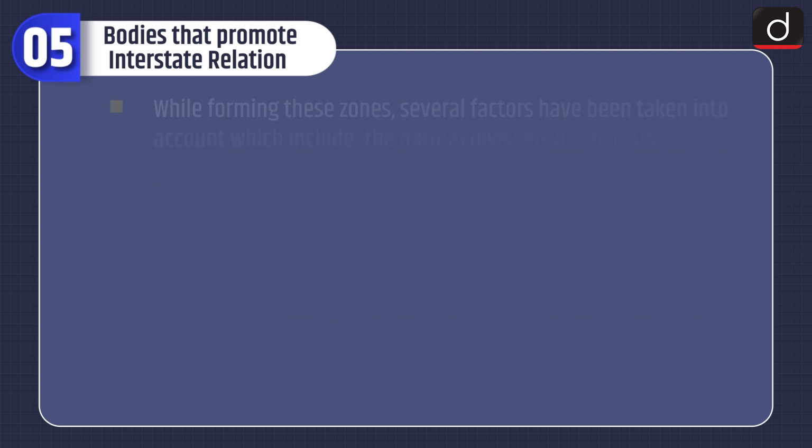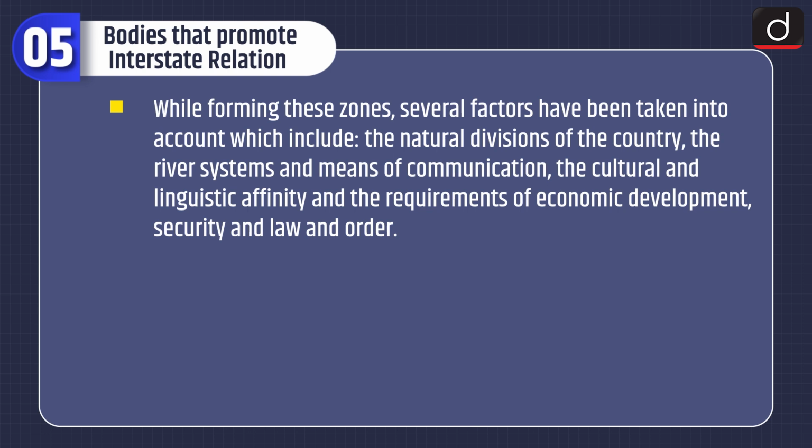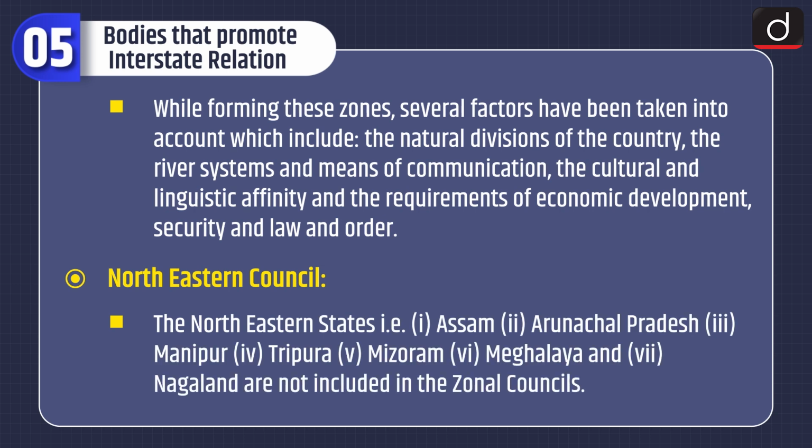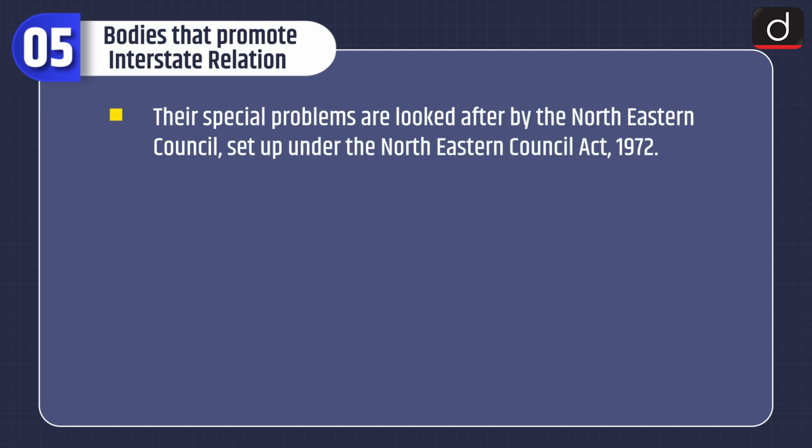While forming these zones, several factors have been taken into account, which include the natural divisions of the country, the river systems and means of communication, the cultural and linguistic affinity, and the requirements of economic development, security, and law and order. Second is Northeastern Council. The northeastern states, that is Assam, Arunachal Pradesh, Manipur, Tripura, Mizoram, Meghalaya, and Nagaland, are not included in the zonal councils. Their special problems are looked after by the Northeastern Council set up under the Northeastern Council Act 1972.